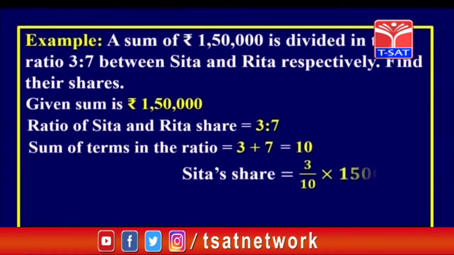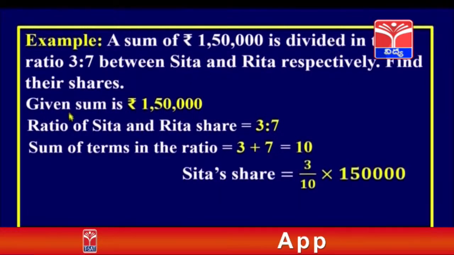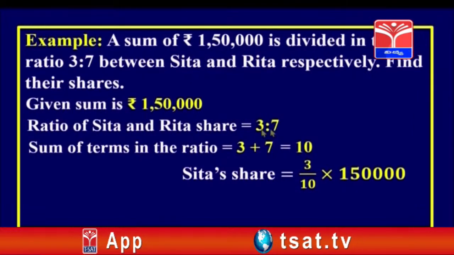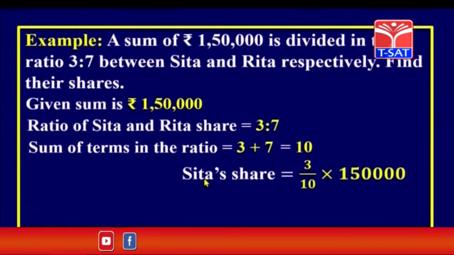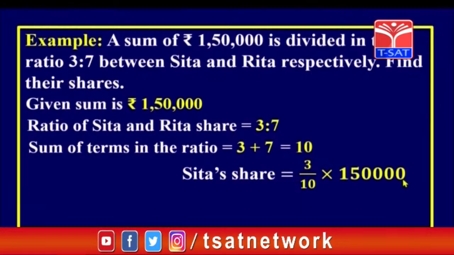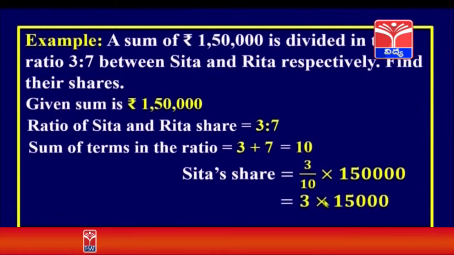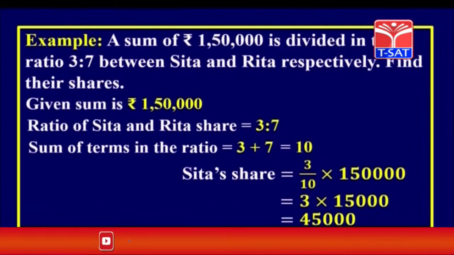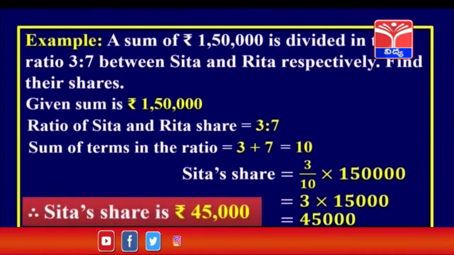Now we will find out first Sita's share. So in this, Sita is to Rita. So this is 3 parts out of the 10 parts are given to Sita, right, children? So that becomes Sita's share. So 3 by 10 into the total amount, that is 1,50,000. Now let us simplify this, children. On simplifying this, we get 3 into, here 10 goes how many times? 15,000 times. So 3 into 15,000, we will be getting 45,000. So Sita's share is 45,000 rupees.